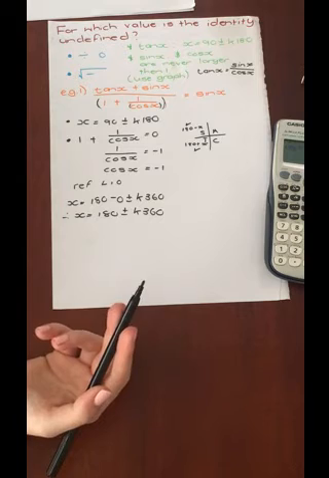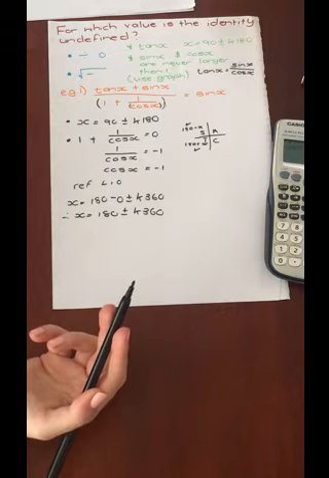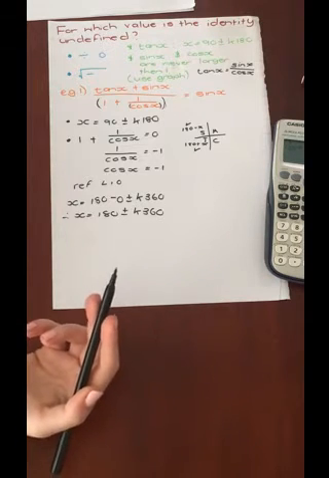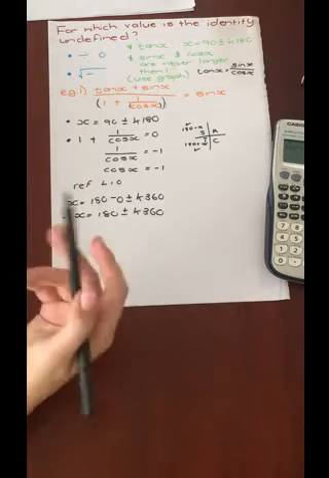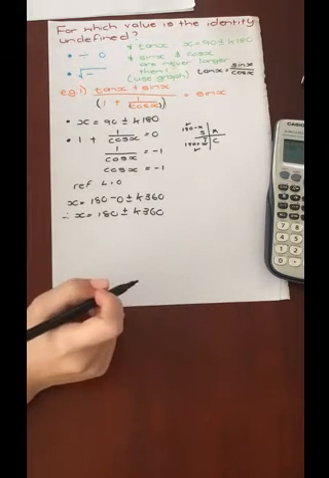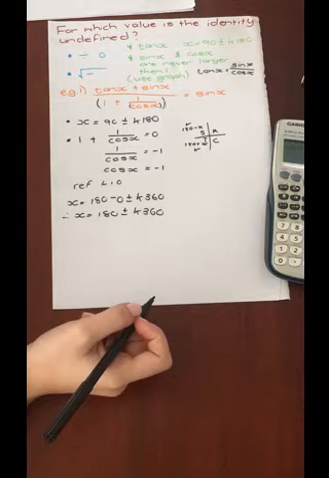If they say they want the solutions between, let's say, between negative 360 and positive 360, you go and plug in numbers here and make sure that that falls between those two numbers.